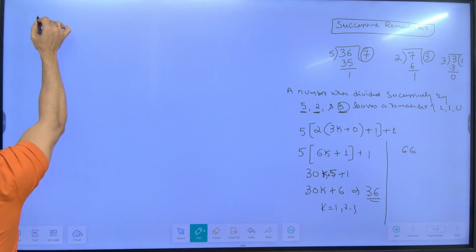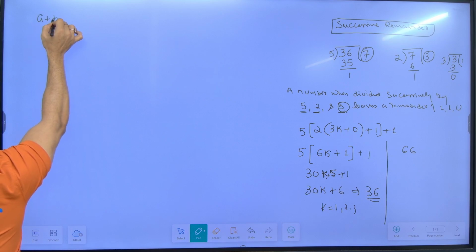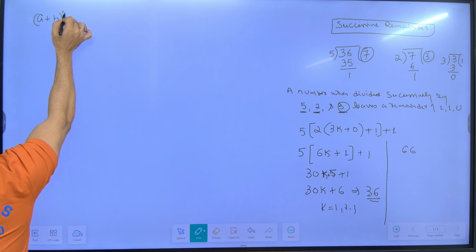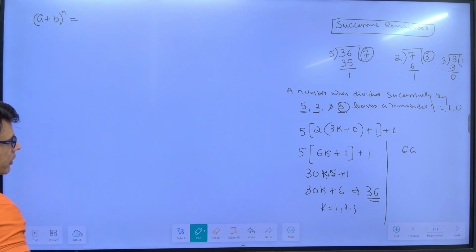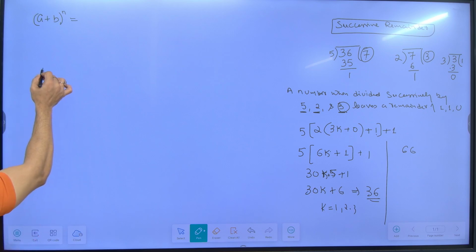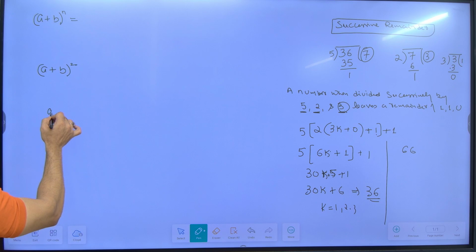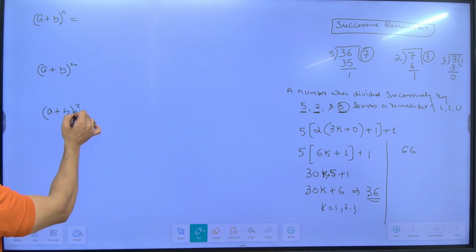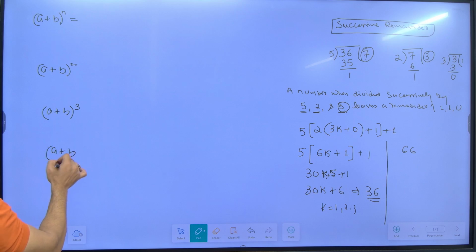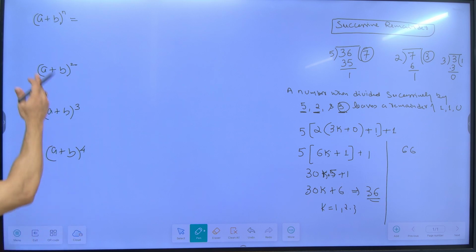So first, those who have maths in 11th and 12th will probably be able to understand the expansion of a plus b raised to the power n. Those who do not have maths in 11th and 12th, they surely know what is a plus b whole square, what is a plus b whole cube, a plus b whole raised to the power 4. You guys know this? These formulas we know, right? We have studied this, so actually it comes from there.